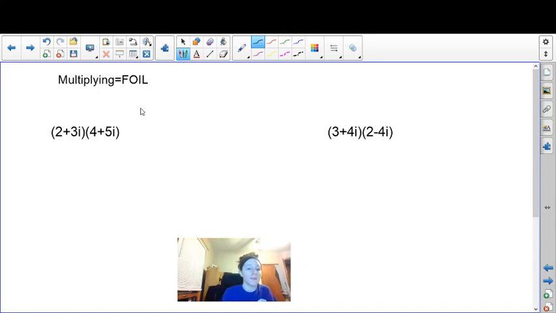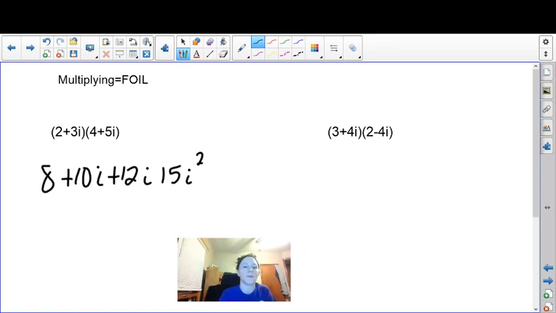So 2 times 4 is 8. 2 times 5i is 10i. 3i times 4 is 12i. And 3i times 5i is 15i squared. Oh, hey, I see i squared. What did we say i squared was equal to? -1. Good.